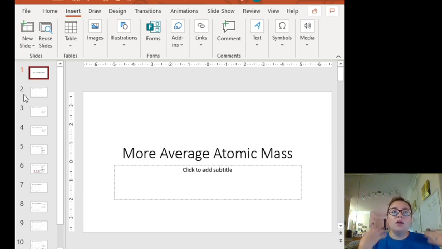So one element might have 14 neutrons and 14 protons. Another element might have 14 protons and 16 neutrons. Another element might have 14 protons and 17 neutrons. So if the protons are the same, but the neutrons are different, you have an isotope. These different masses occur in our environment in different amounts. So we have to calculate the average as a weighted average, not as an average mean.